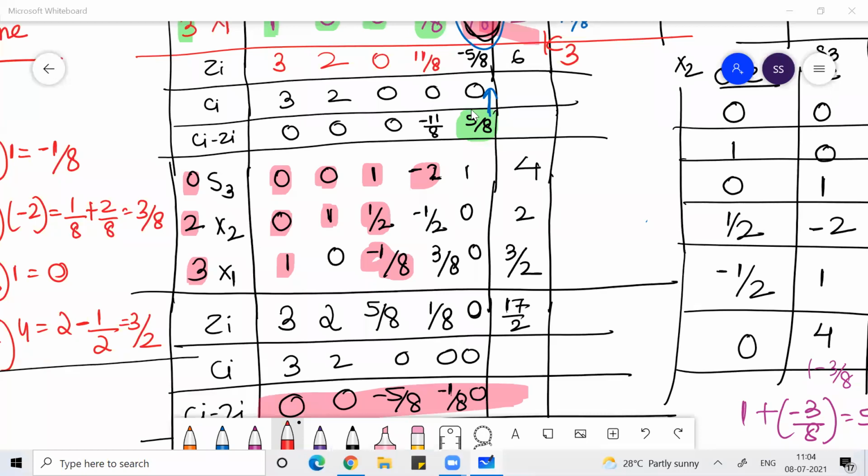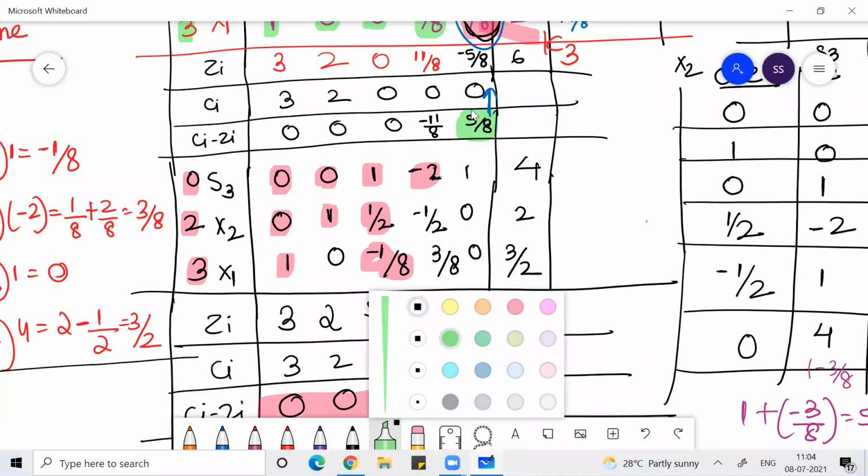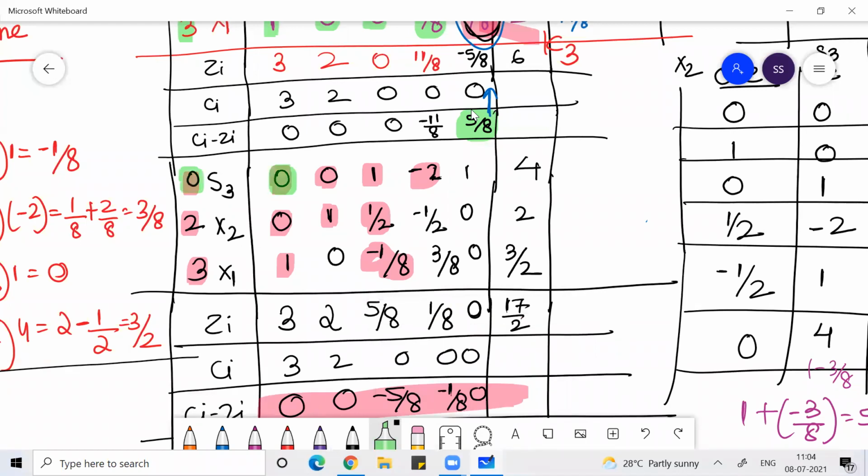You want me to repeat that, Ganga? So, see this, Ganga, let me change the color. 0 into 0 plus 2 into 0, so both are 0 only. 3 into 1, you will get 3. Next one is 0 into 0 plus 2 into 1 plus 3 into 0. You'll get 2.